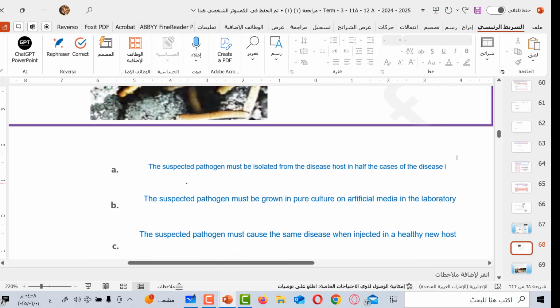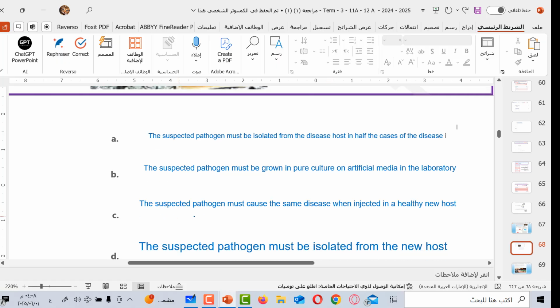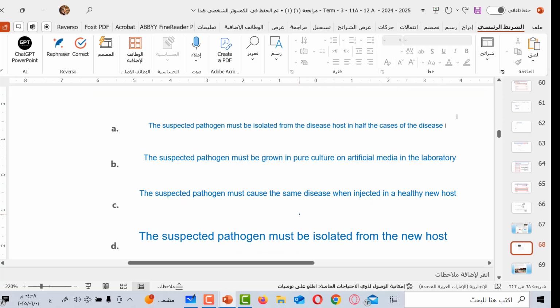Suspected pathogen must be isolated from the diseased host in all the cases of the disease. Suspected pathogens must be grown in pure culture on artificial media in the laboratory. Suspected pathogens must cause the same disease when injected into a healthy new host. Suspected pathogens must be isolated from the new host.